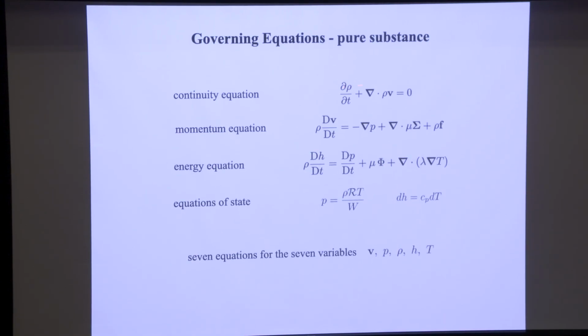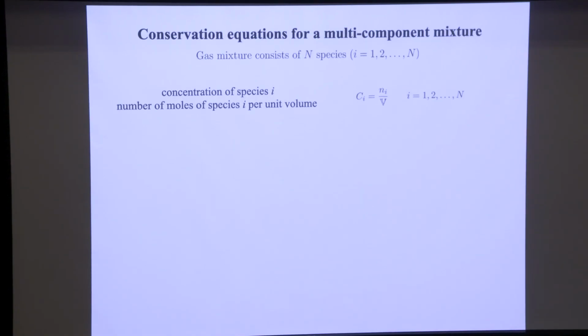7 equations because the momentum equation is a vector equation, so it's three components. So it's 4, 5, 6, 7, and the unknowns are 3, 4, 5, 6, 7. So we have 7 equations and 7 unknowns. So mathematically, we have a closed system. Now, the big question is, what happens when we have a mixture?